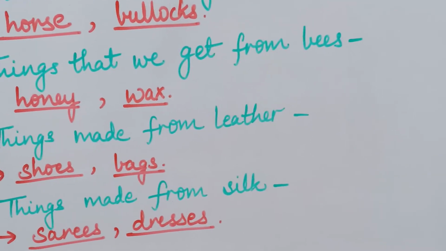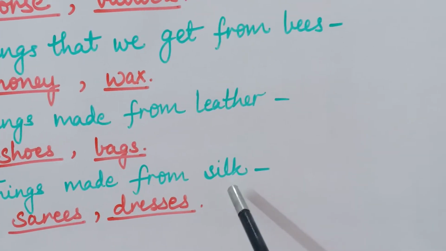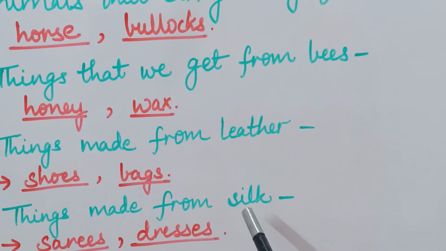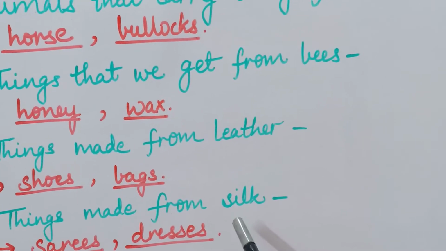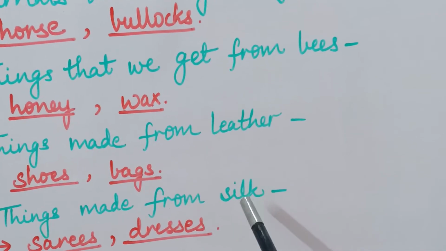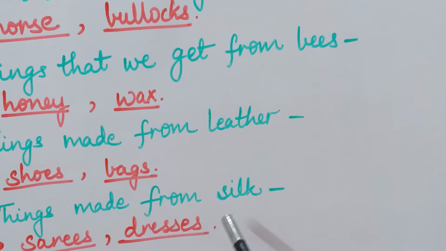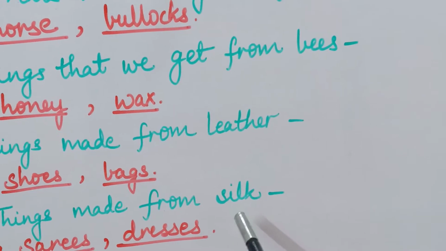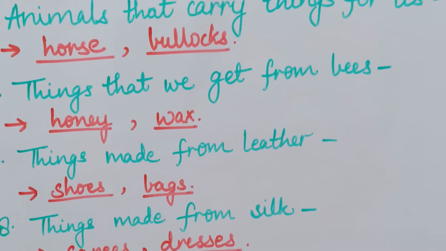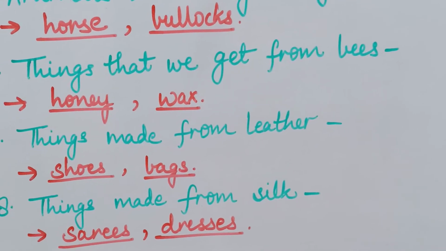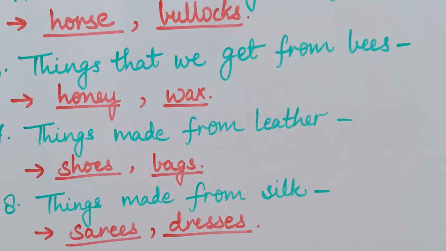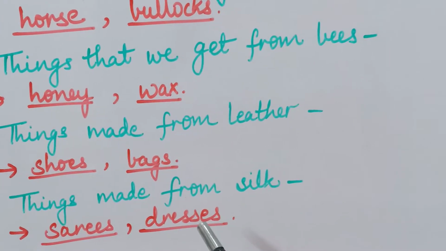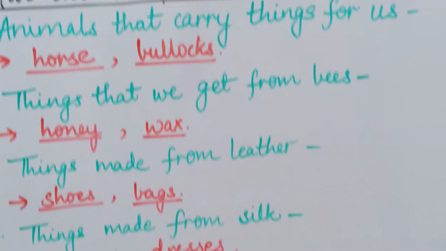Now do you all remember from where we get silk? Silk हमें किससे मिलता है? I told you when I was explaining the chapter that we get silk from silkworm. Silkworm is like a small insect, like a caterpillar, and we get silk from that silkworm. Is that clear, children?